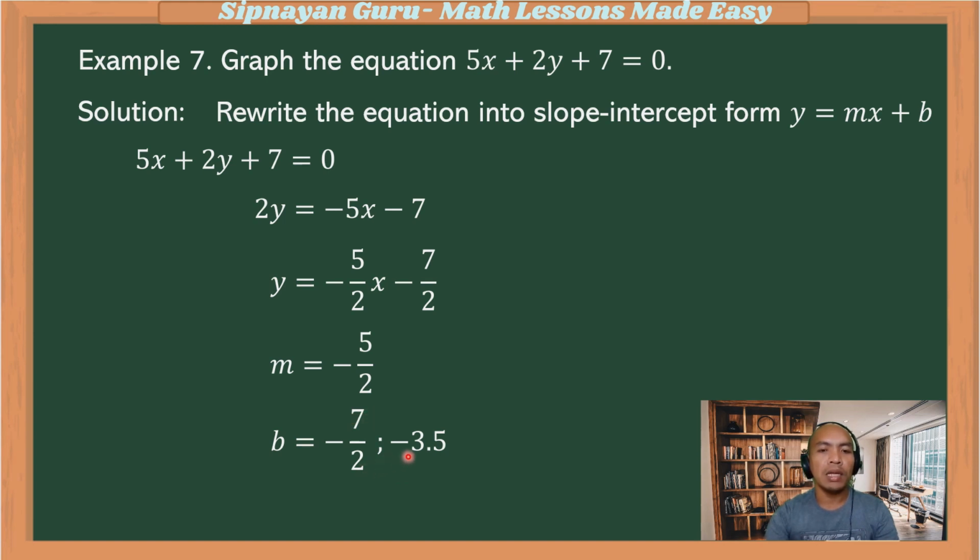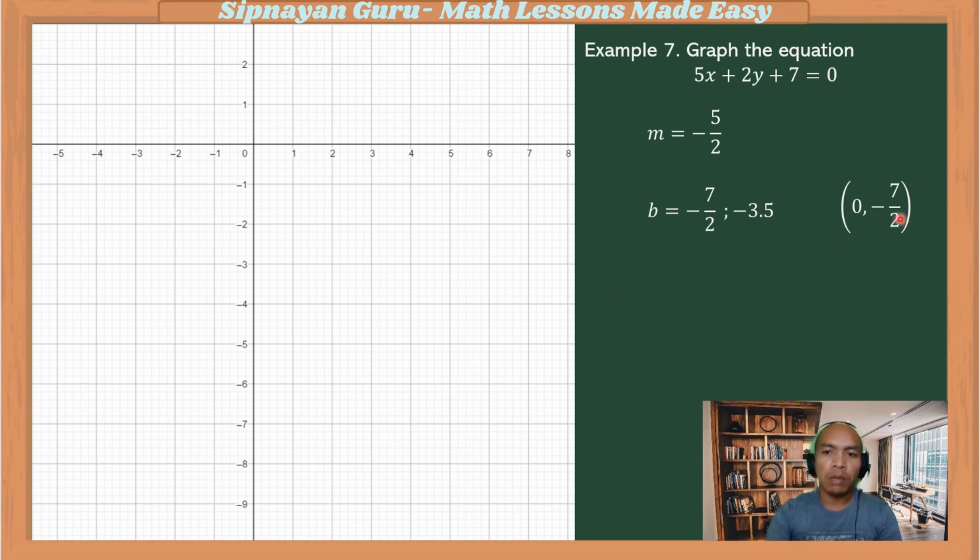In decimal, this is -3.5 and will give us the ordered pair 0 and -7/2. We will now plot the coordinate in the Cartesian plane. So first, plot the y-intercept 0 and -7/2. So 7/2 in decimal, that is -3.5. So -1, -2, -3. -3.5 is somewhere at the middle of -3 and -4. So that would be here. So this would be the location of our y-intercept.